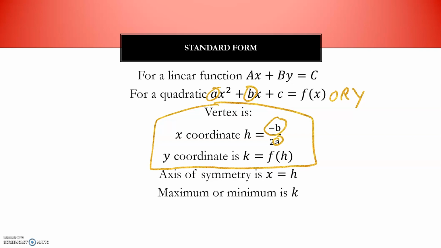The maximum or minimum is k. It's a maximum if a is less than 0, so if a is negative. It's a minimum if a is greater than 0, because then the graph would open up. If a is 0, it's not a quadratic, and none of this applies, right?